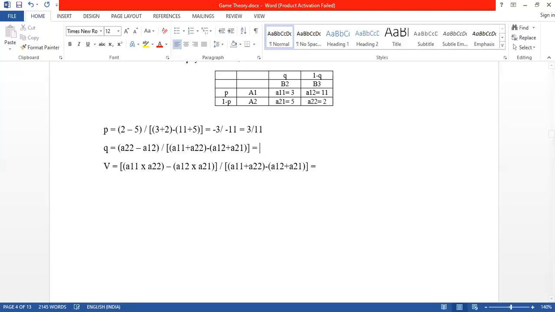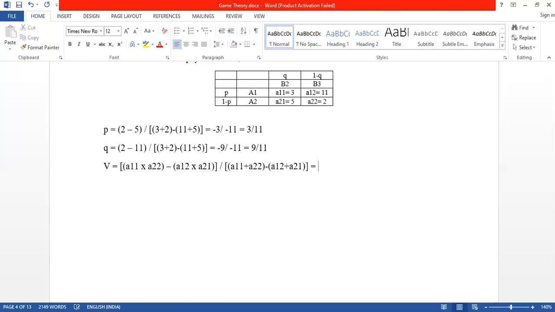Fine. Then comes Q. So our A22 is 2 again. A12 is 11. And here A11 is 3 plus A22 is 2 minus A12 is 11 plus A21 is 5. So it is minus 9 by minus 11. So it is 9 by 11.